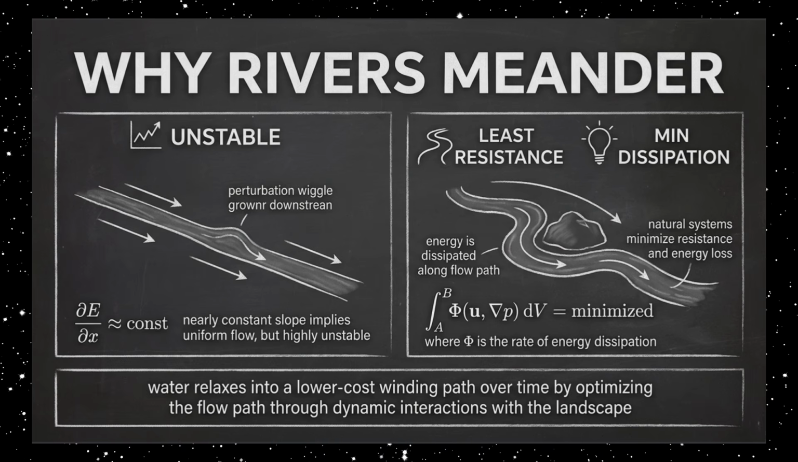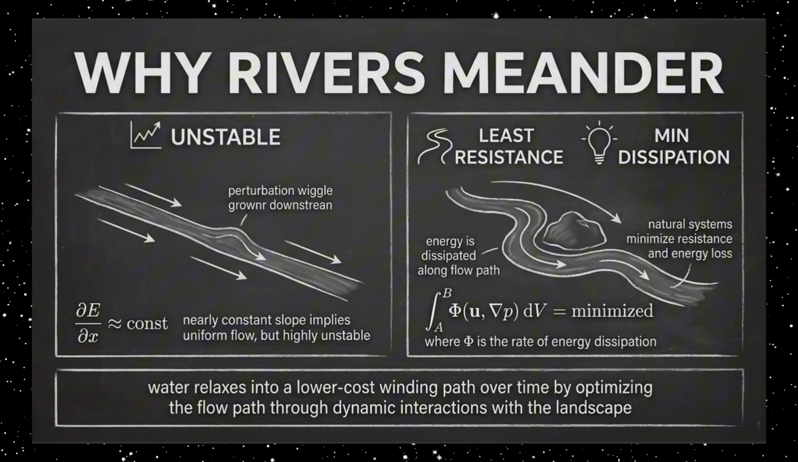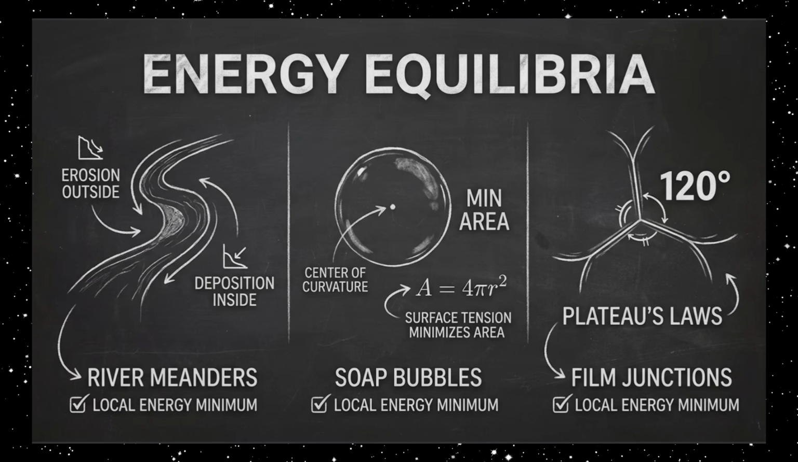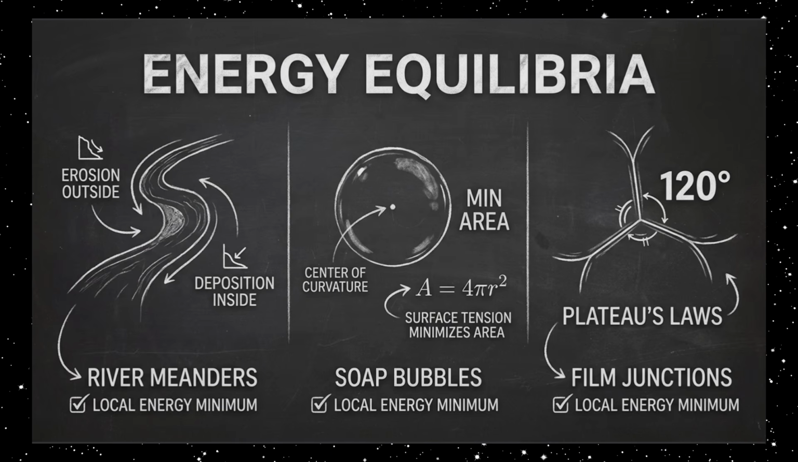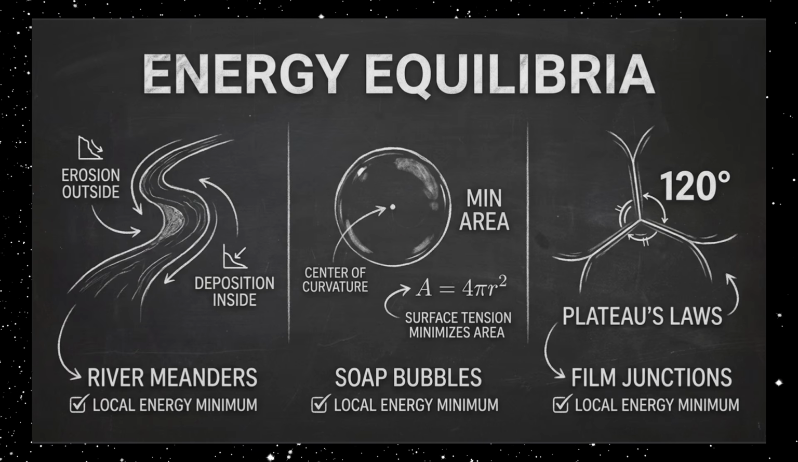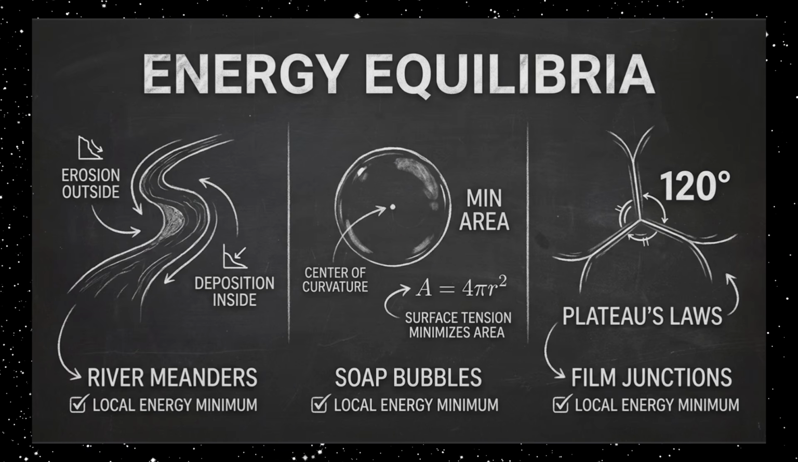Rivers meander because straight channels on gentle slopes are actually unstable. Small perturbations grow, and the meandering pattern is a different kind of energy equilibrium, one that balances erosion on the outside of bends with deposition on the inside.